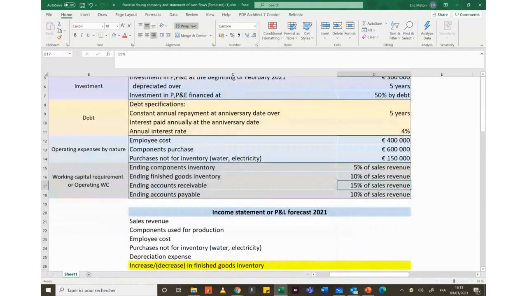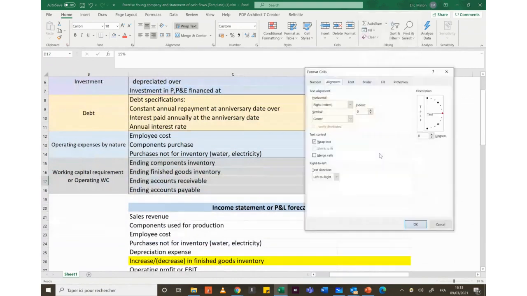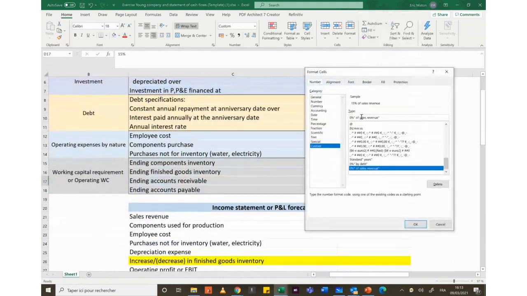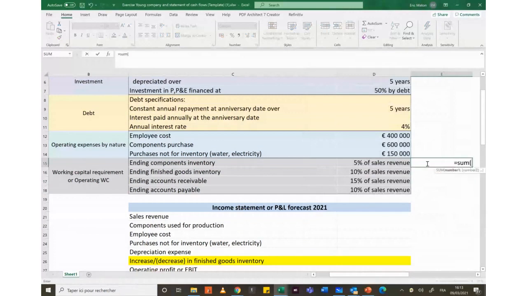Okay, I put here in the cell, in numbers custom, I put sales revenue here. So it's not a problem. You can use directly the data. Okay, you can add the numbers. It's not a problem. For instance, if you want to add everything here, you will have the same format of the sales revenue.